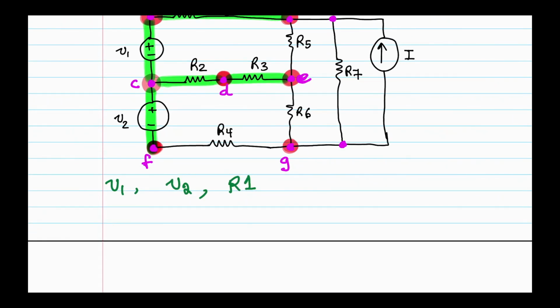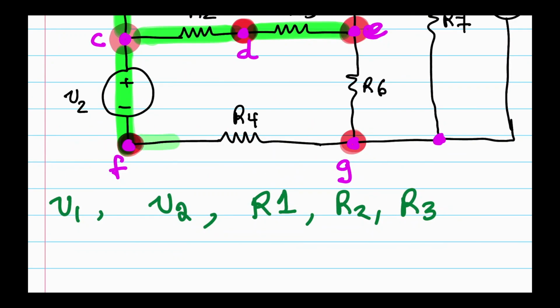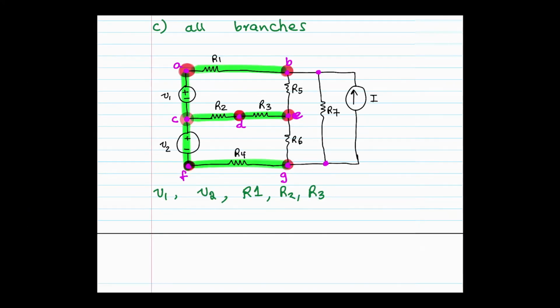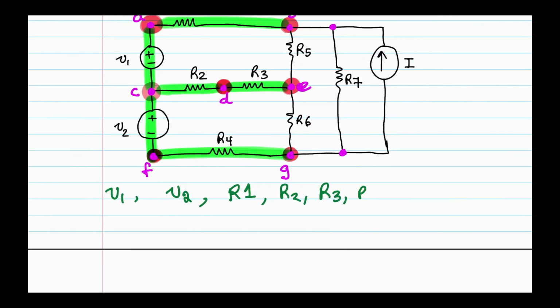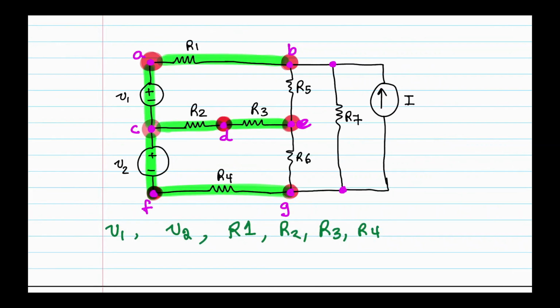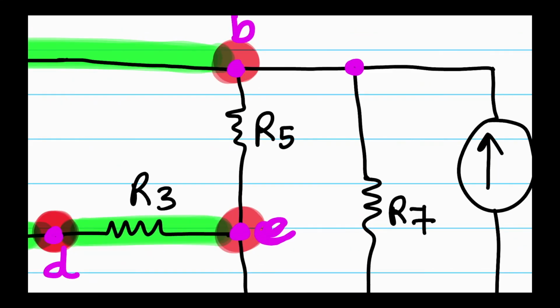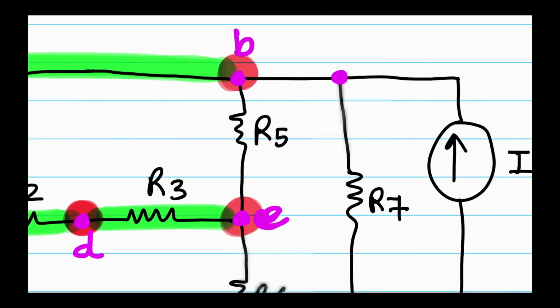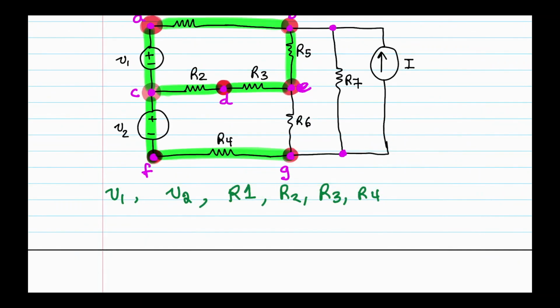Let's list them as we go. R3, so is R4. Think about it. R4 is a path between two nodes, F and G. Hence, that is a branch as well. So that's R4. So a bunch of different branches. Is R5 a branch? It is indeed a branch because it is in between two nodes, node B and node E. Hence R5.